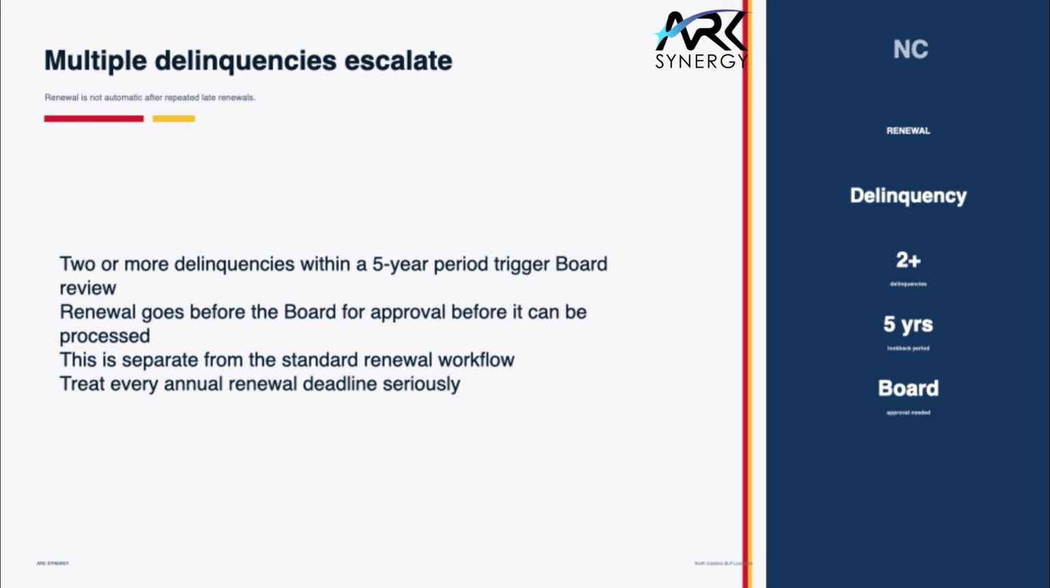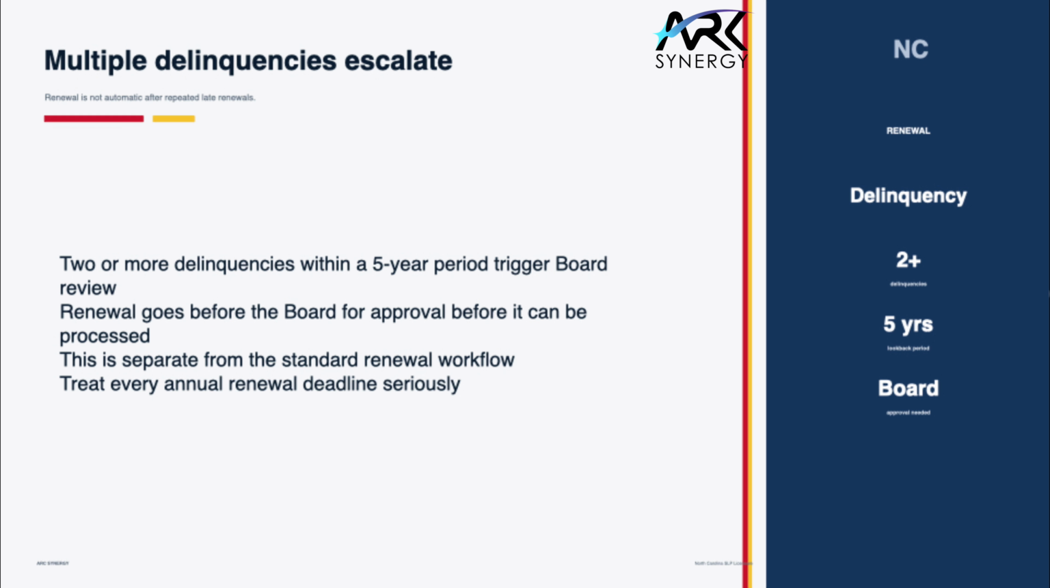If you have accumulated 2 or more delinquencies within a 5-year period, you will no longer be able to renew your license automatically. Your renewal at that point will have to go before the board for approval before it can be processed. So this is an escalation that you have to keep in mind in case you've missed 2 renewal deadlines. So now let's talk about the CEUs.